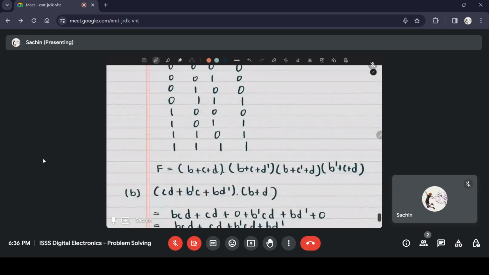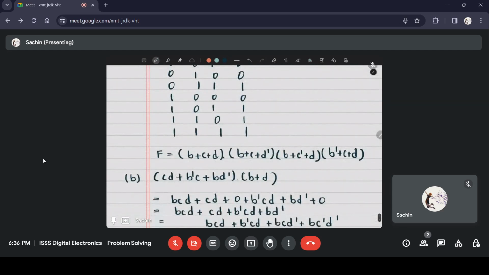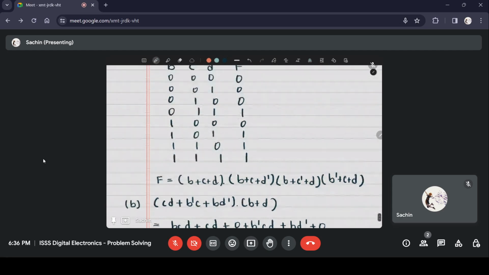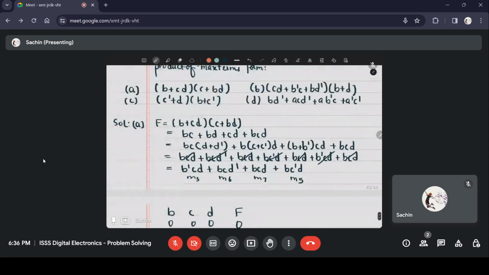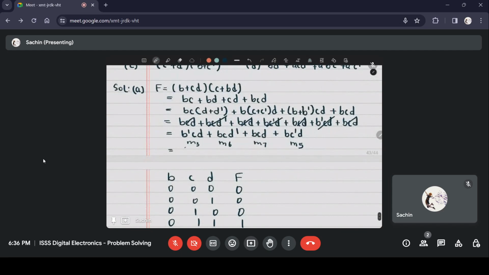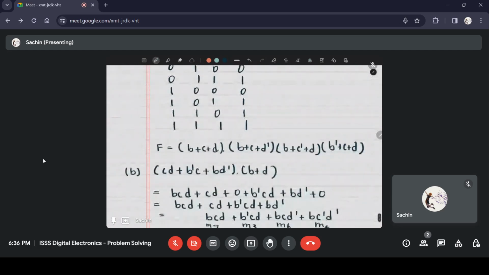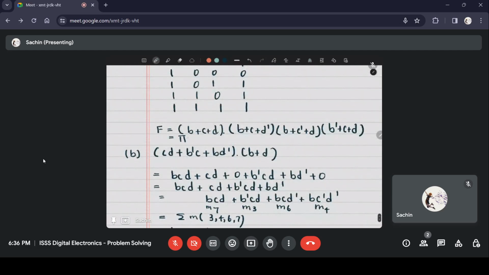So that expression will make it more general by removing the name of the variables. The variables can be named however you want. Similarly, here also you can write this as sum of 3 5 6 and 7, and this will become product of 0 1 2 4.